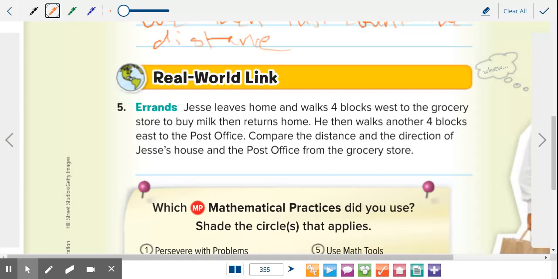How far away are they from the house? They're both 4. So we can literally put they are both 4 blocks away. They're both 4 blocks away in opposite directions. You can add that in there too, to be a little bit more specific. Once you have that, go ahead and go on to the next page.